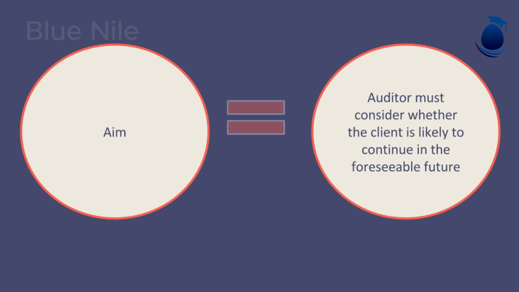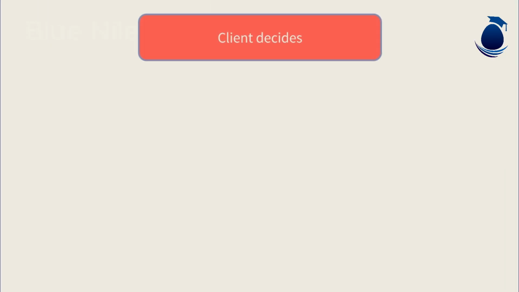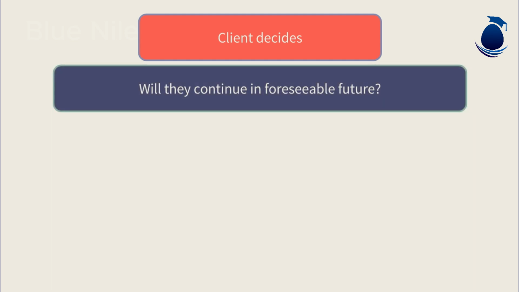The aim of the going concern review is to ensure the auditor has considered whether the client is likely to continue in the foreseeable future, and whether they had prepared their financial statements, including appropriate disclosures. The entity must decide when preparing their accounts whether they believe they will continue to trade in the foreseeable future, for example, within the next 1 to 2 years. Based on their decision, the format of the financial statements will change.